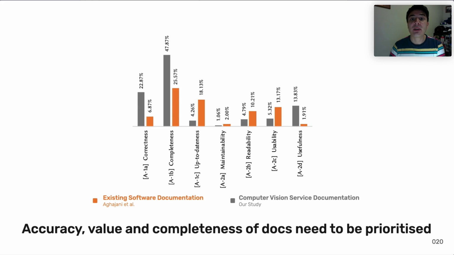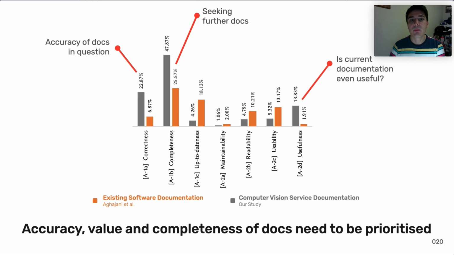When we compare the documentation issues to existing literature, we find that there is a greater demand for further documentation. Developers also question the accuracy of computer vision service documentation more than they do in existing SDKs. They're also concerned about the usefulness of this documentation more than they do in the prior work.